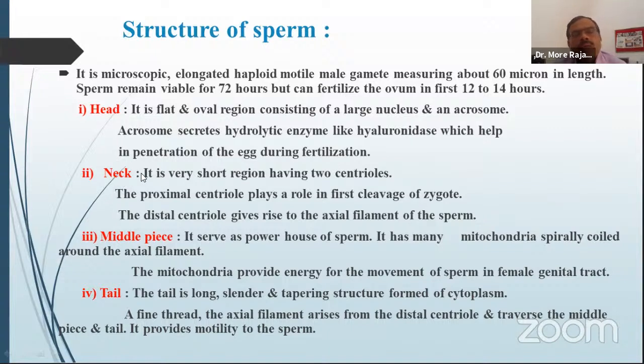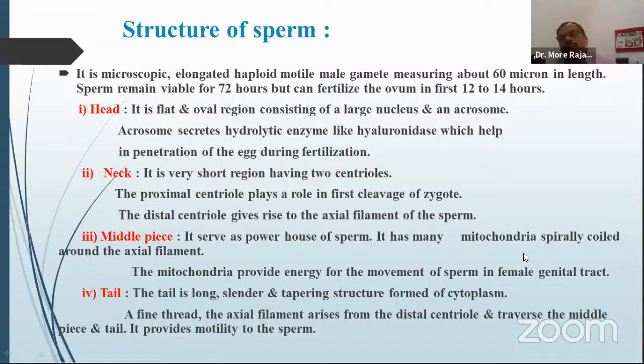Now the neck portion is a very short region having two centrioles. So the two centrioles are located in the neck region. The proximal centriole plays a role in the first cleavage of the zygote, while the distal centriole gives rise to the axial filament of the sperm. So this is the role of the centrioles. Now the middle piece, it is the powerhouse of the sperm.